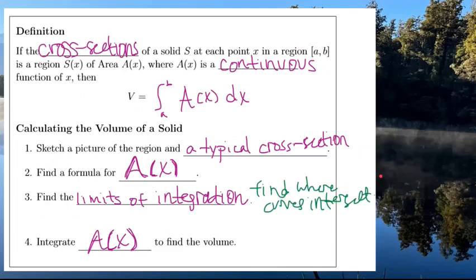Now, this is supposed to be just the steps. So sketch a picture of the region. Whatever it says, draw a picture if there's not already one. Find the formula for area. Hopefully you know what it is, like semicircle, triangle, or square. Then find where the curves intersect, just like we have before.